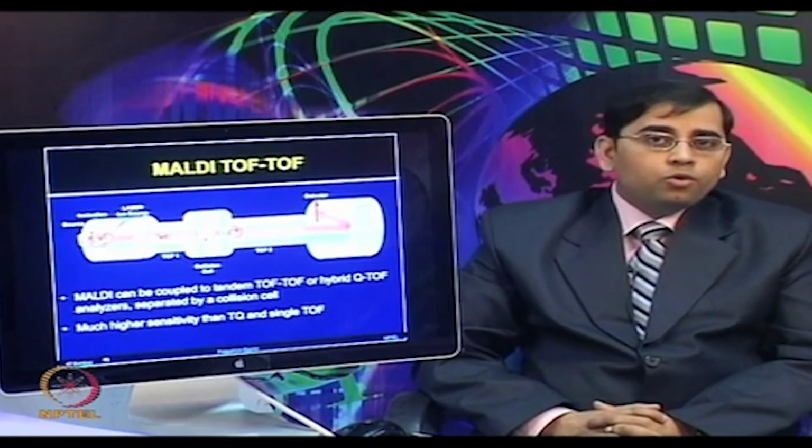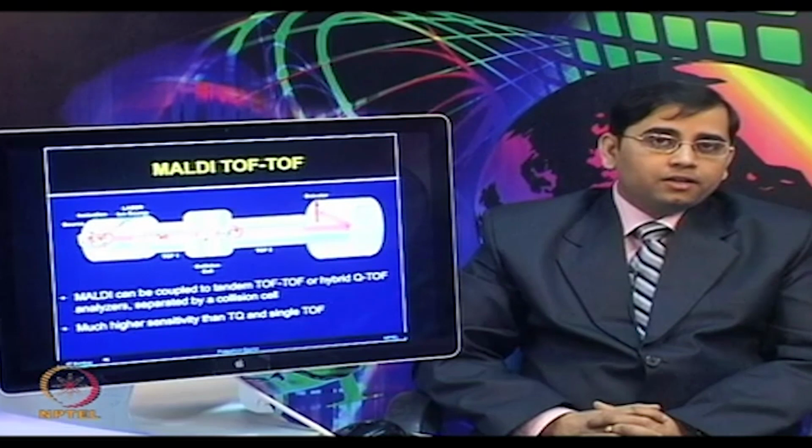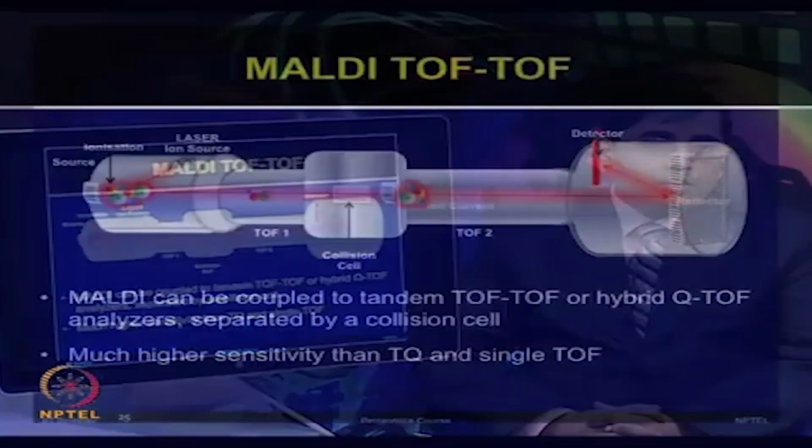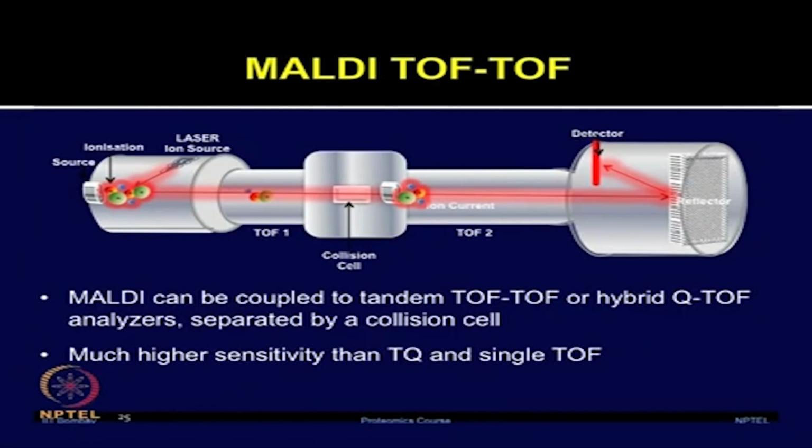Now, let us add one more mass analyzer. So, now we have a configuration of MALDI-TOF. MALDI can be coupled to a tandem time of flight in combination with another time of flight, TOF-TOF, or with hybrid quadrupole time of flight analyzers, which are separated by collision cells. For proteomic application, it is recommended to use the TOF-TOF or QTOF.